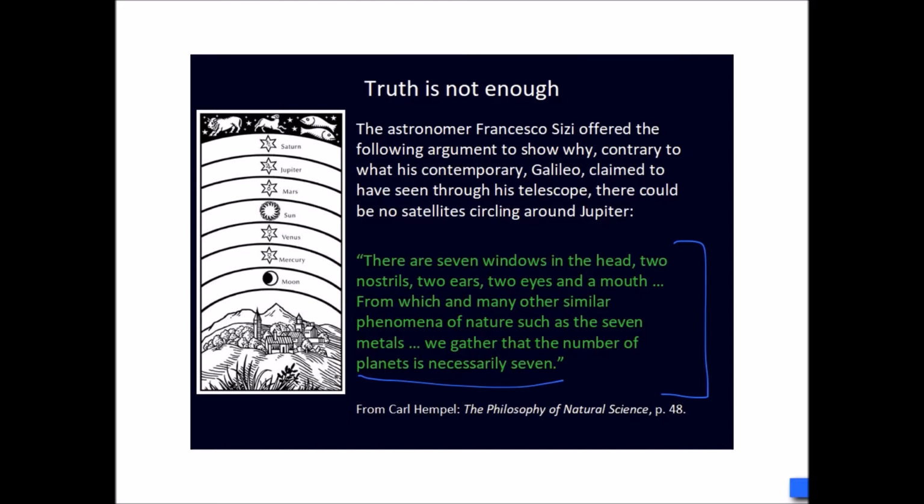Now, it really is true, isn't it, that there are 7 openings in the human head. There really are 2 nostrils, 2 ears, 2 eyes and a mouth. But from a modern perspective, you look at that and you think, but that has nothing to do with the number of planets. So, although the premises are true, they're completely irrelevant from a modern perspective. So they don't support the conclusion at all, even though they're true.